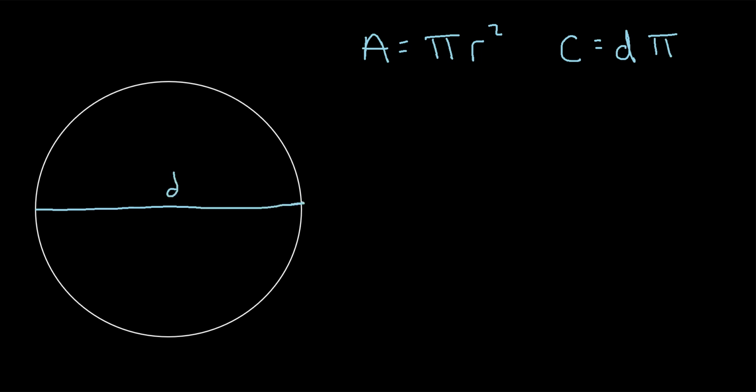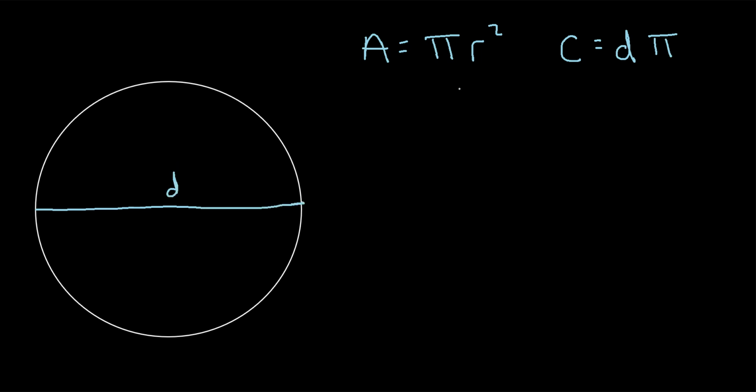In this video, we'll talk about how to find the area of a circle given the circumference. So the area of a circle is calculated as pi r squared, where r is the radius, and the circumference is the distance around the circle. That's calculated as the diameter times pi. So remember, the diameter is the distance across the circle through the center.